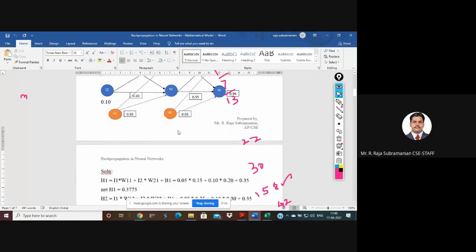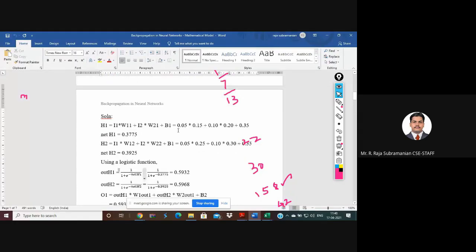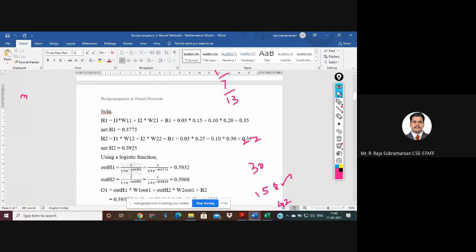That you have to do. Then only the answer will be correct. See what is out H2 value. 1 divided by 1 plus e power minus net H2. That is what you have to do and get the answer. So these things you can do, right?